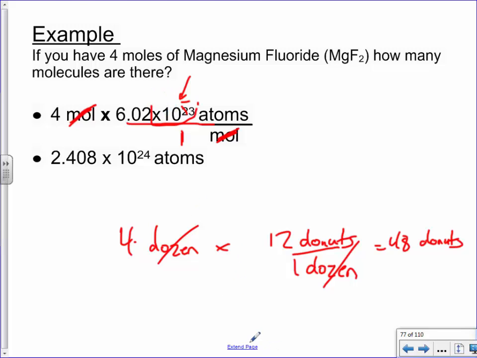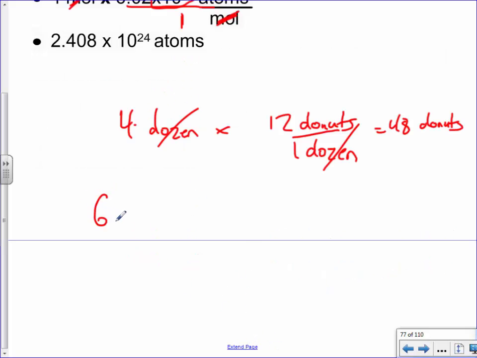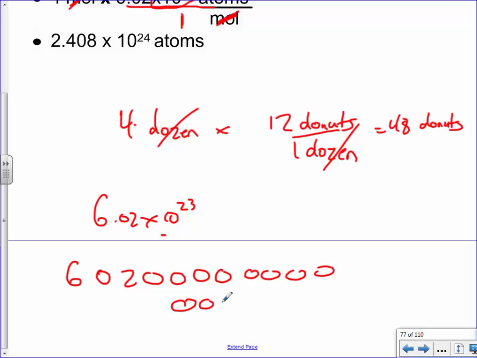Okay, well, if you don't, here's what it means. If I tell you that you have 6.02 times 10 to the 23, this 10 to the 23 is a way of shortening up a number. This is how big the number really is: 6, and then there would be 23 zeros after it. It's an insanely large number.